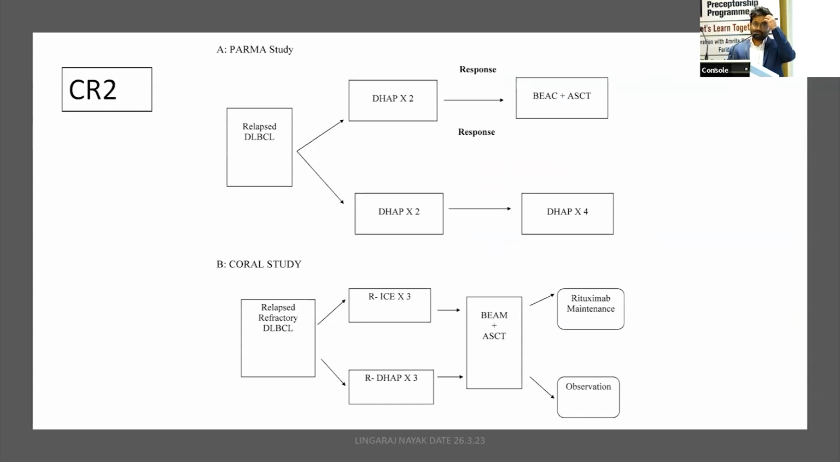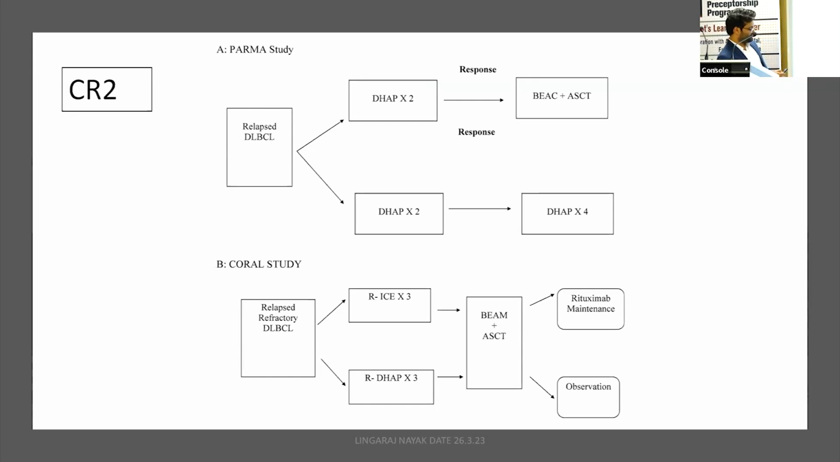Okay, two randomized studies in relapsed refractory DLBCL. So this is CR2 now. We discussed CR1. For CR2, there are two studies, the PARMA and CORAL studies. Very simple design: relapsed DLBCL, 2 cycles of DHAP, and those responding do transplant versus continue 2 more, so 4 DHAP. The CORAL study didn't answer that question; they were asking which is the better salvage regimen, ICE or DHAP. Transplant was common for both. By that time, they knew that transplant was the standard of care, so they were just looking at which is the better salvage regimen.